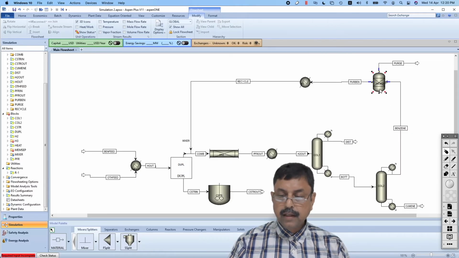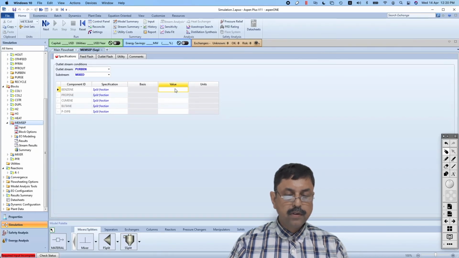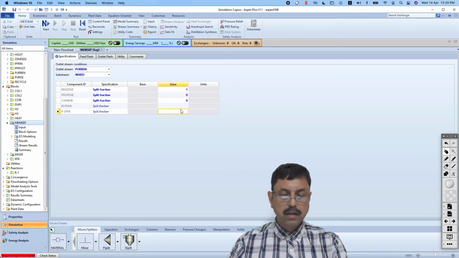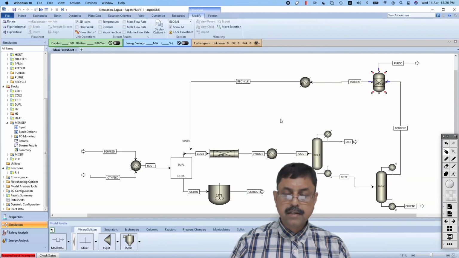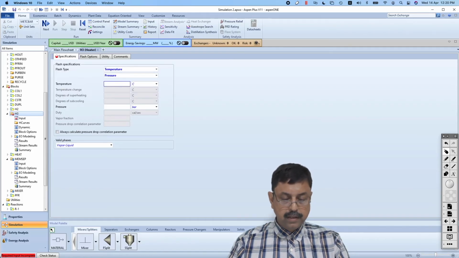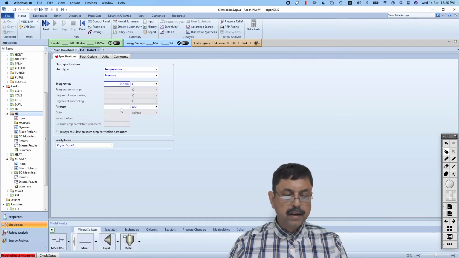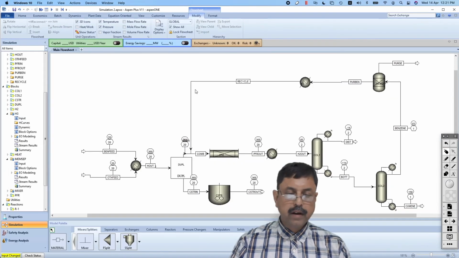We have to set the membrane separator where pure benzene will have 100% benzene, and the purge line will automatically be set. Heater will be used for pressure and temperature correction. So the temperature has to be 367.786 degrees centigrade. The pressure needs to be 20 bar. Now we run the system once again.